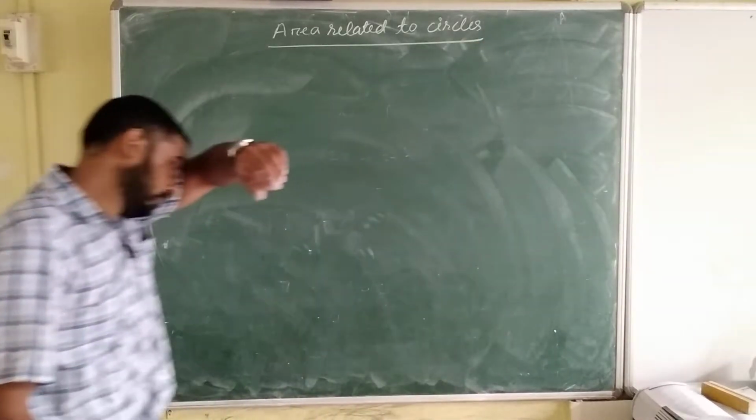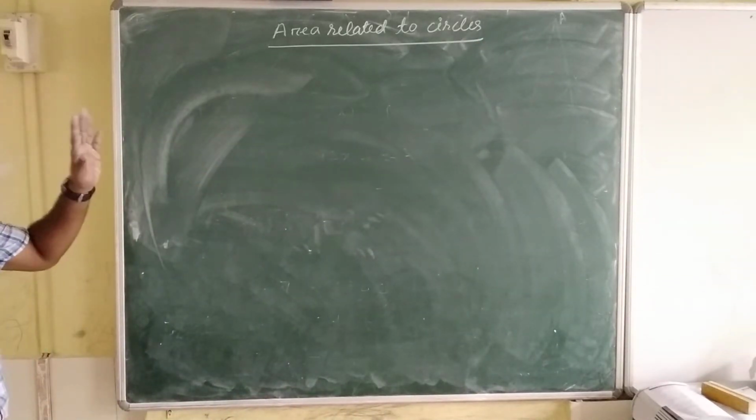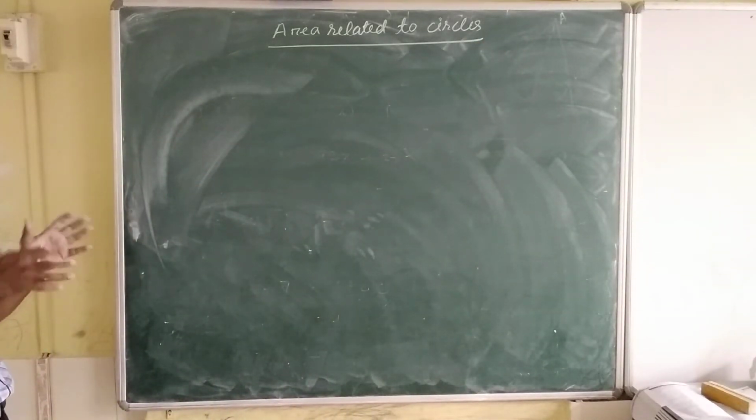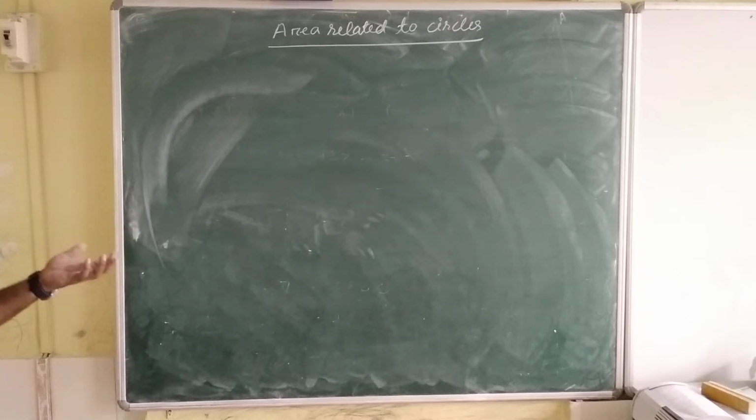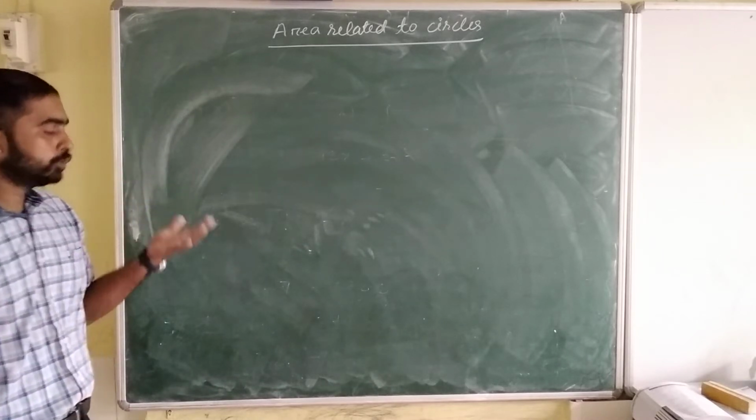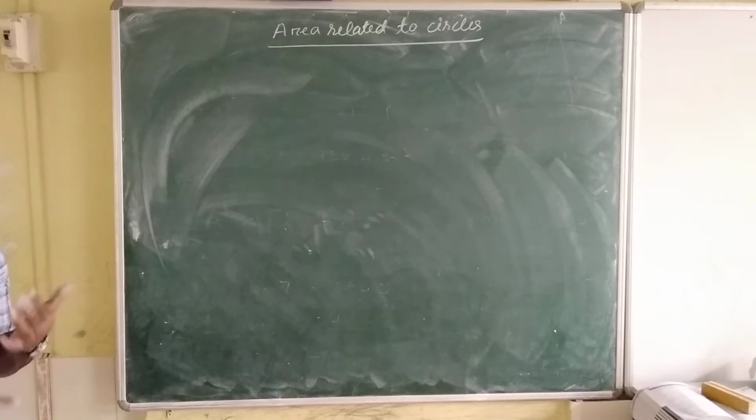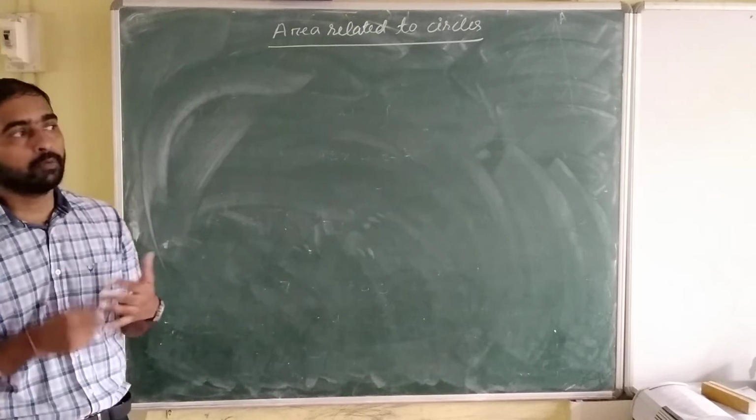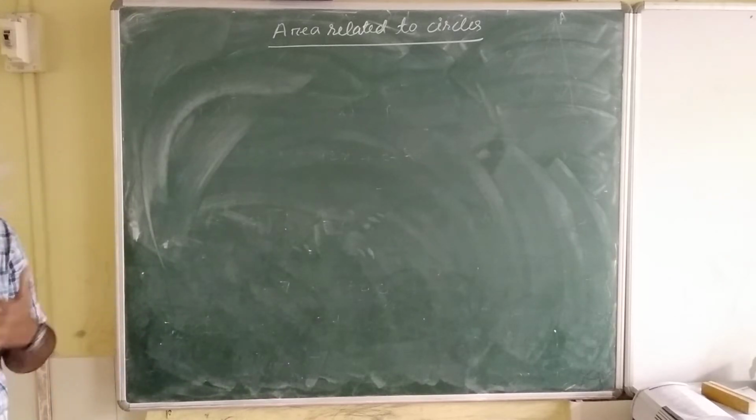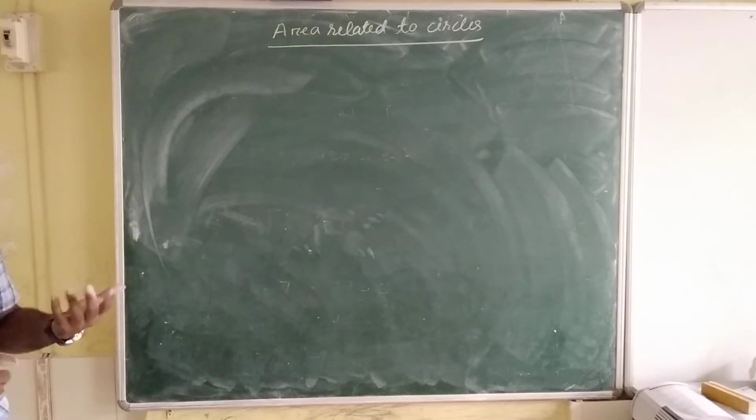So here we'll discuss finding the area of a particular portion, a shaded portion. So here we should know what is the area of a circle, what is the circumference of a circle, what is the area of a sector, what is the length of the arc, what is the area of a segment. So these are the things.